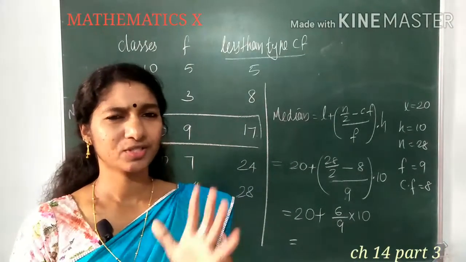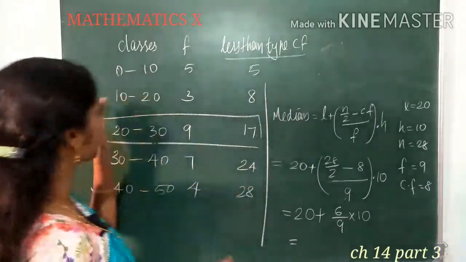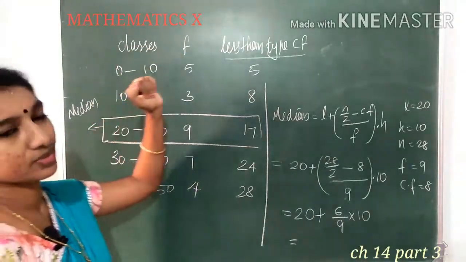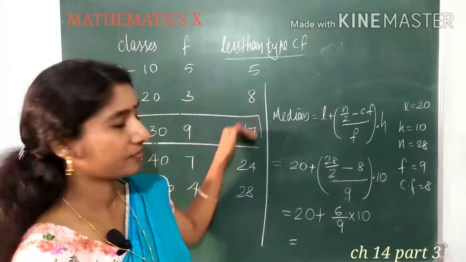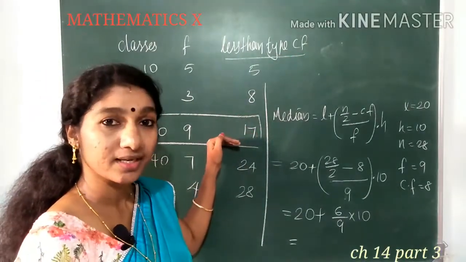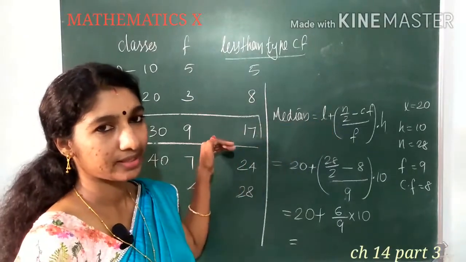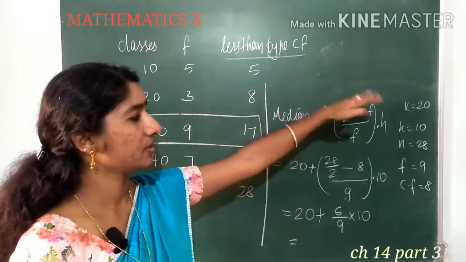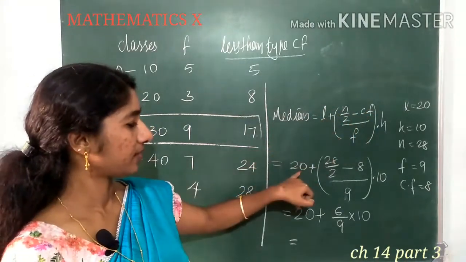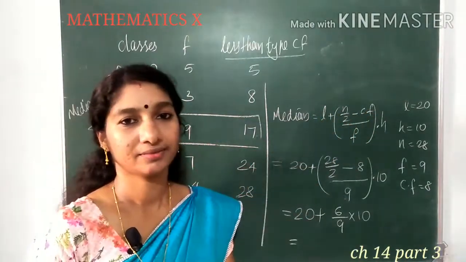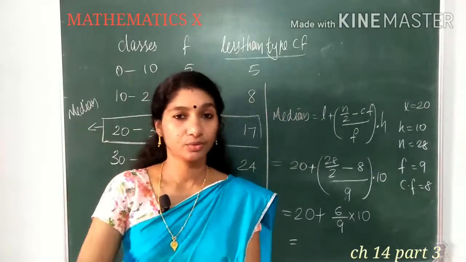Clear? So this much only about median. What are the things we need to do? We need to write these two columns, classes and frequencies will be given. We need to find the less than type cumulative frequency and find out which is the median class, then find the median. First you need to find the median class, then you will get all this information, that means L, N, CF, F and all. Then substitute the values, you will get the median value. Clear? So like this direct question you do today.